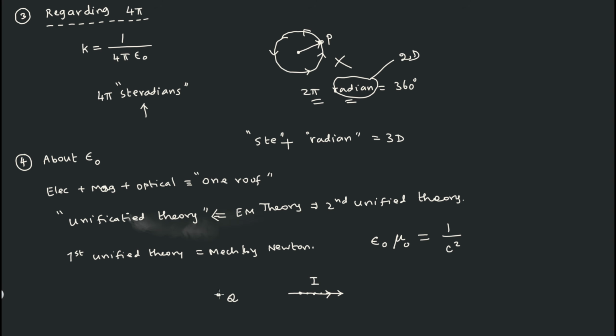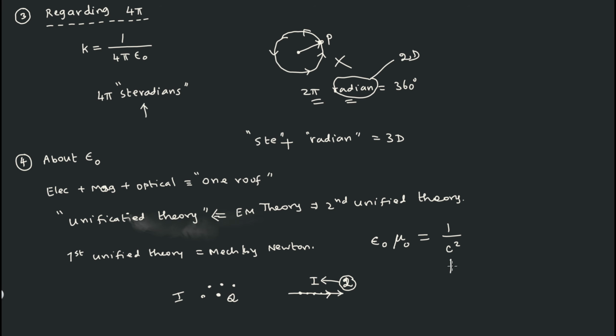Now the question is, when I am doing an experiment with a single charge or several charges, for example, I have several charges that are stationary, this is one experiment. In the second experiment, I am passing a current I in the wire and I am measuring the magnetic field. That is what I am doing.